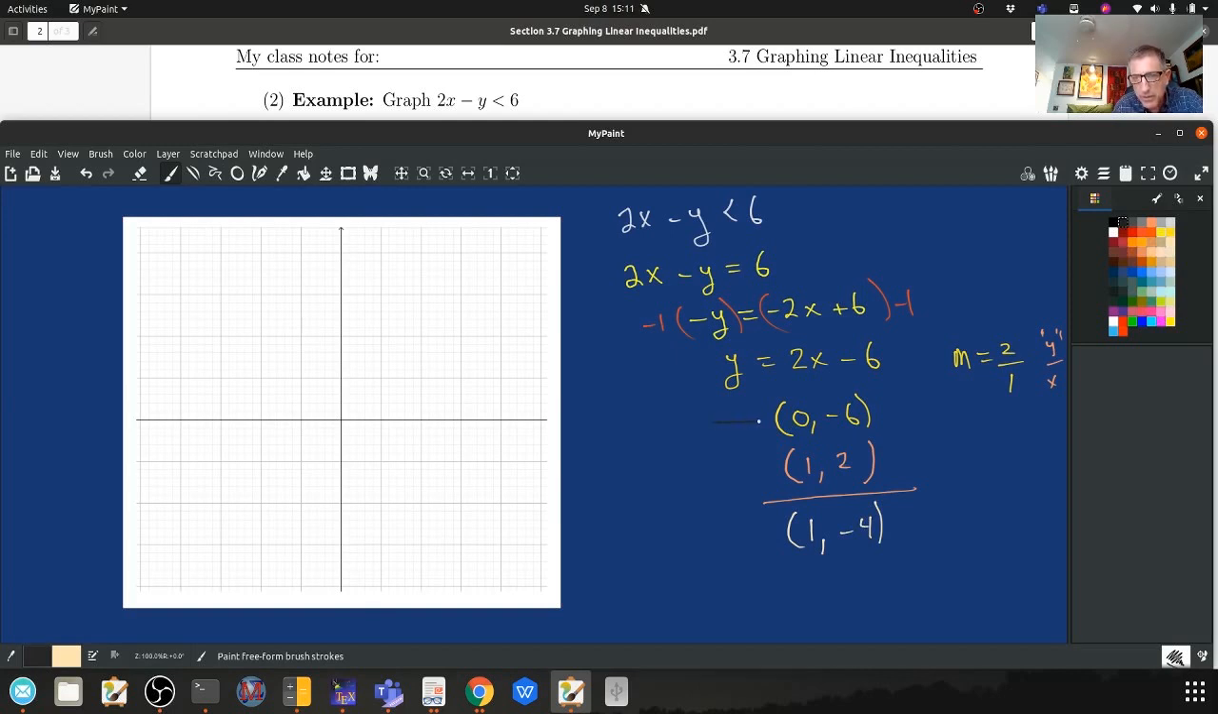So here's 1 point, and here's my other point. Remember, we were just adding here, and this is my adder point. And remember, my adder point usually is not a point on the line. So let's do 0 and minus 6.